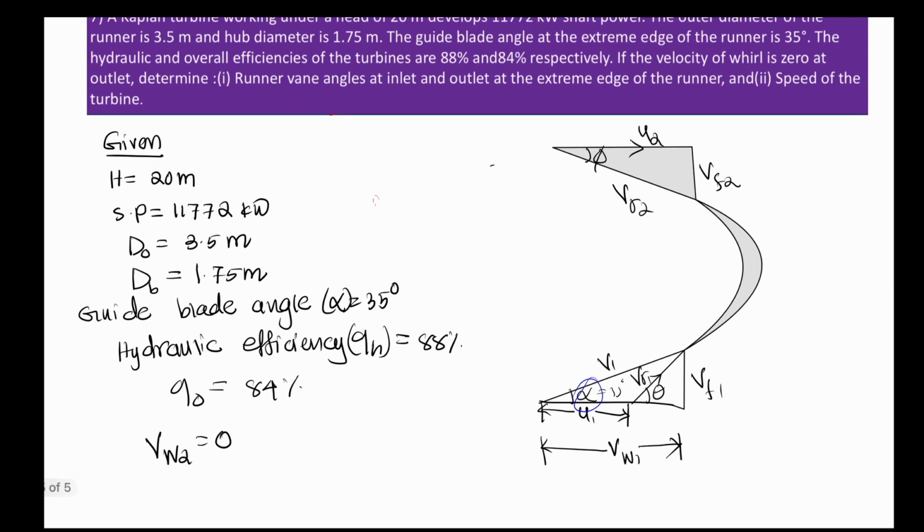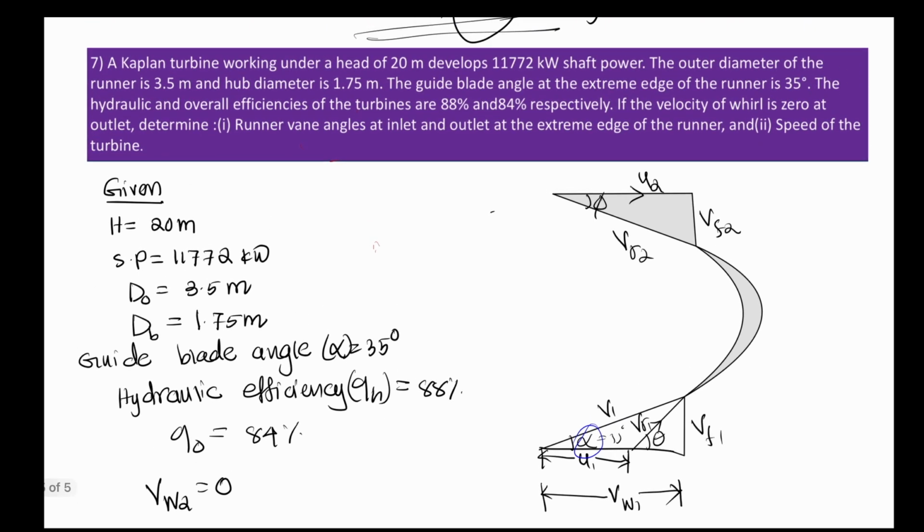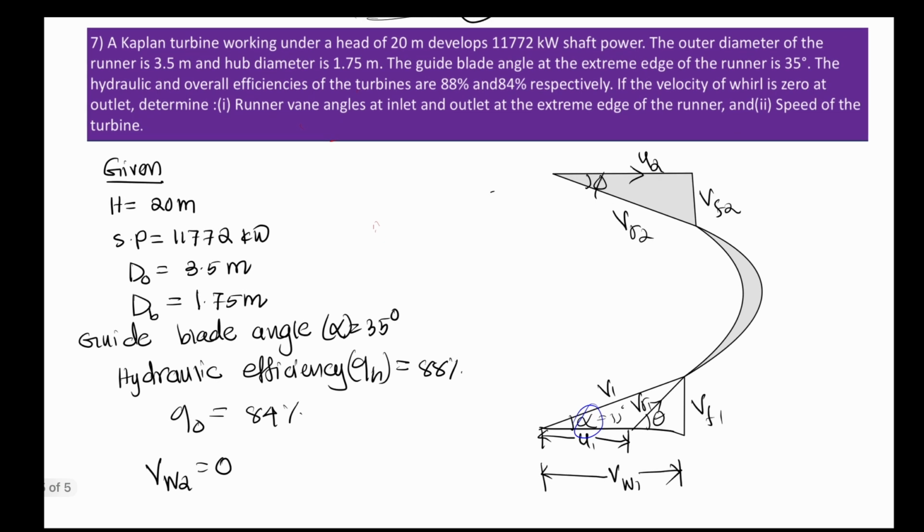And in the question they have mentioned that the whirl velocity at the outlet part is 0. So when you try to draw this figure, you can draw it in such a way that the inlet part of the moving plate will be similar to what we have studied, but for the outlet part it will be in this way. Now we will be solving the question.